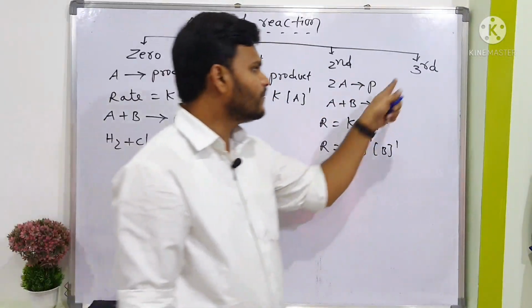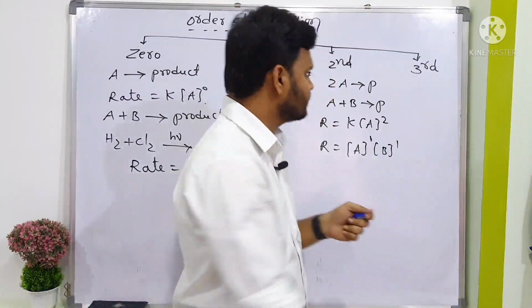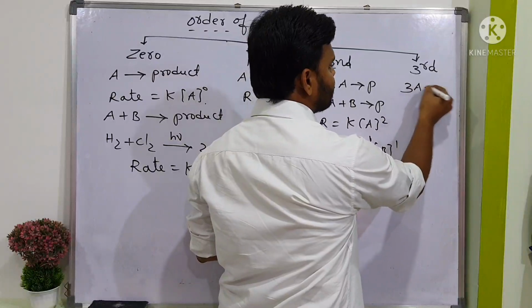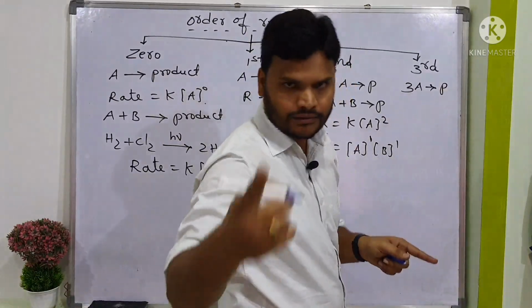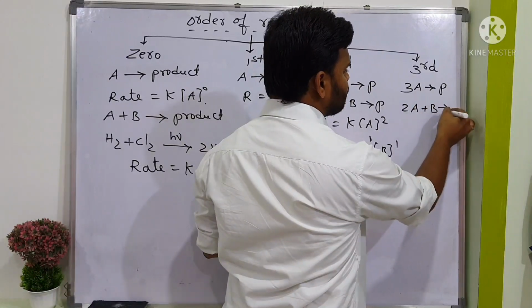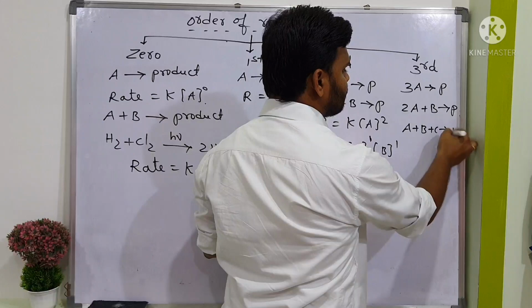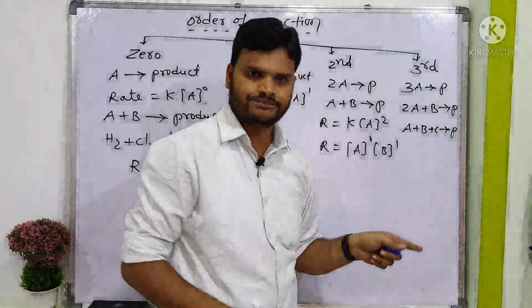Yeah. Next, what about third order reaction? Rate of reaction depends upon three concentration terms, like 3A gives rise to product, where P is nothing but product. Otherwise, you can write like this: 2A plus B gives rise to product. Otherwise, A plus B plus C gives rise to product. These are the possibilities. Clear?